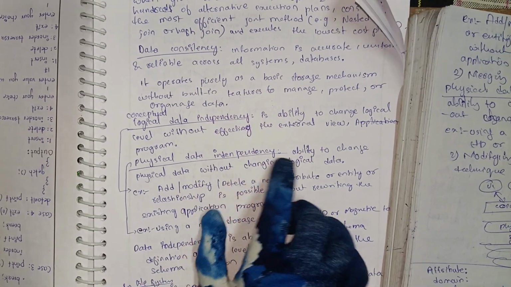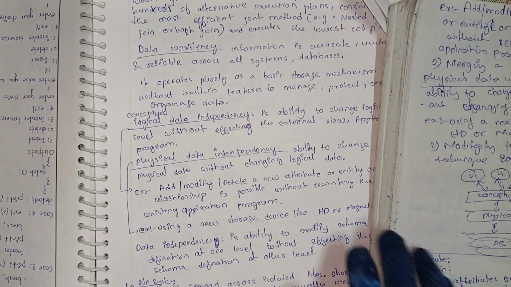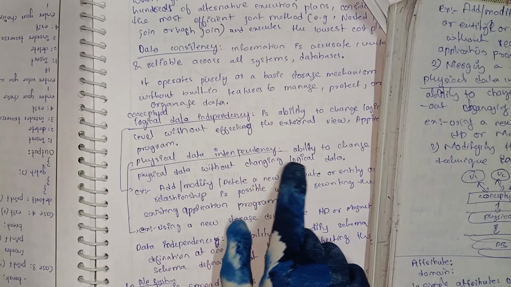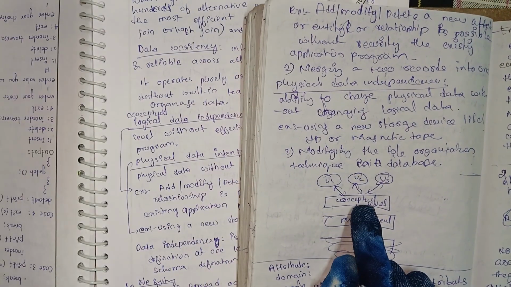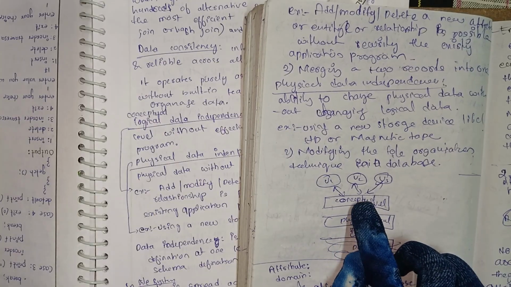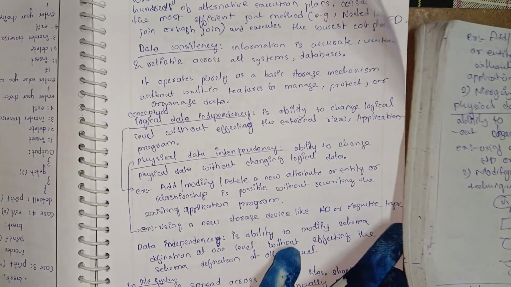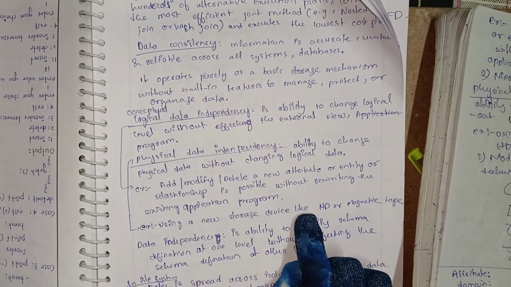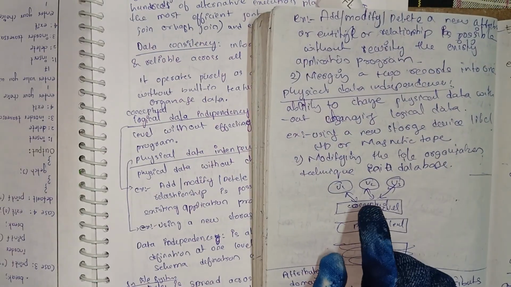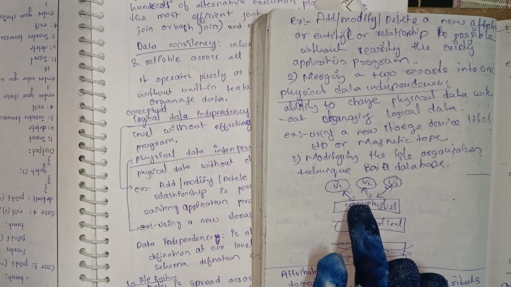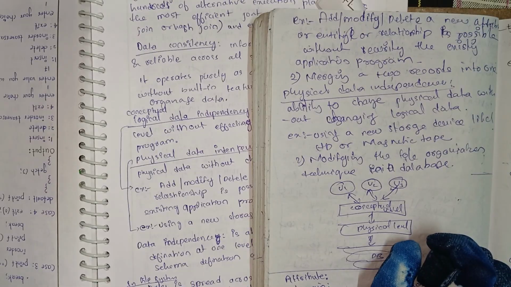And then physical data independence: the ability to change physical data without changing logical data. So physical data is here, and we change it without changing this logical data. An example is using a new storage device like a hard disk or magnetic tape. It does not affect the logical level, because we are only changing the storage type.